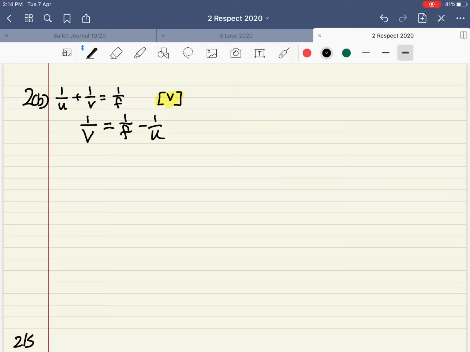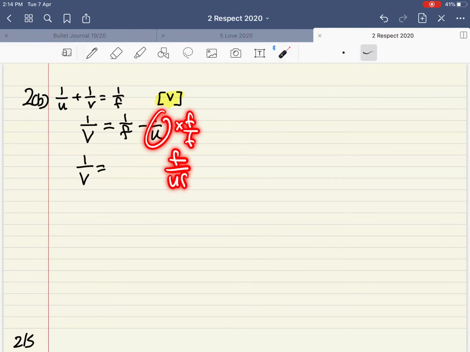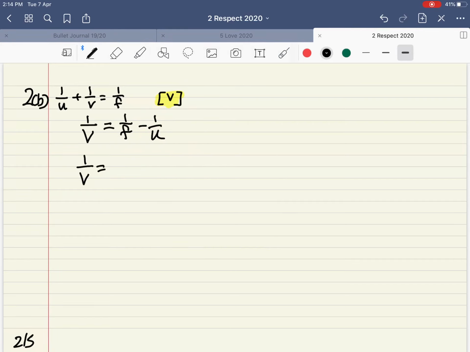What I can do in here is this: 1 over v. If you remember, how can we combine these two fractions? For this fraction, 1 over f, I can multiply by u over u to make the denominator uf. For the other fraction, I can multiply by f over f to make it f over uf. So if I combine the two fractions, what I'll get is u minus f over uf.